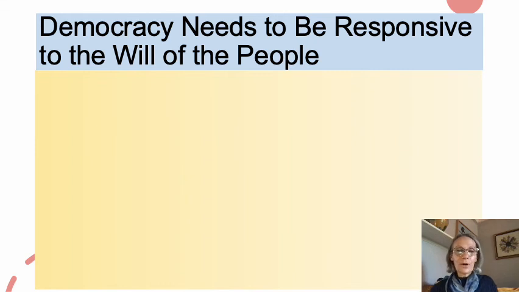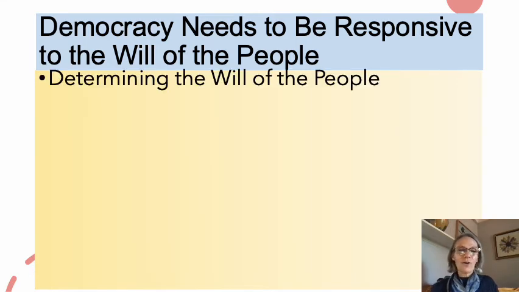Okay, the last thing that we're going to look at is the idea that democratic governments need to be responsive to the will of the people. Because if democracy is where the people are sovereign, and particularly our kind of democracy where we don't have a direct democracy, but we elect people, then the people we elect should reflect what the people want. And so it's really important that we have mechanisms in place to make sure that the will of the people is properly represented to those who are governing over us.